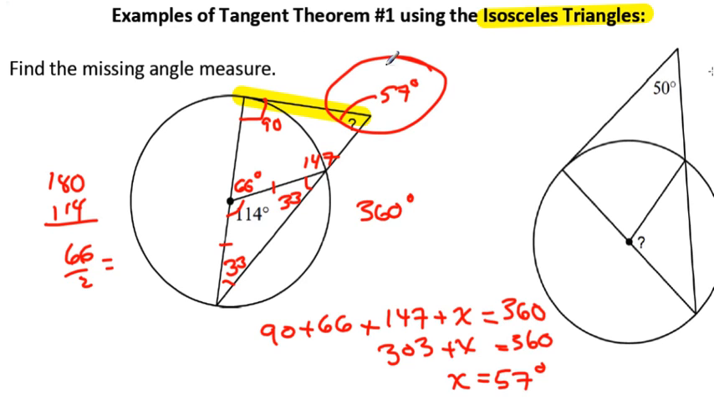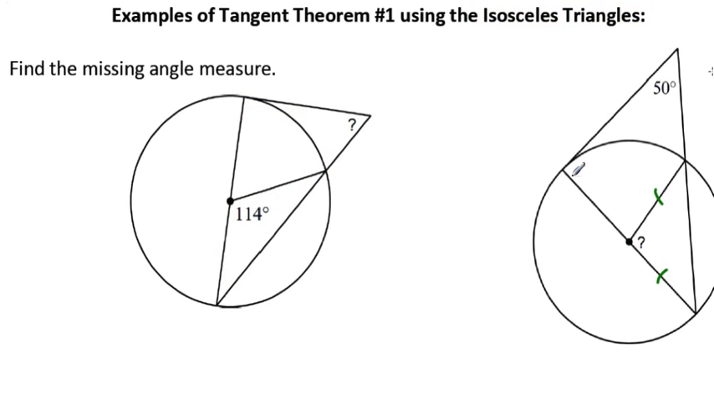Do you think you can do one by yourself? Let's try this one. Now, I'm going to give you a hint. We got an isosceles triangle. Isosceles. Go ahead, pause the video, do that one by yourself. All right, let's check our work. I'm going to go through it quickly.